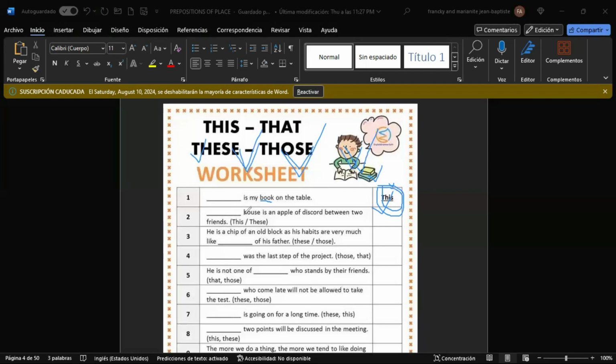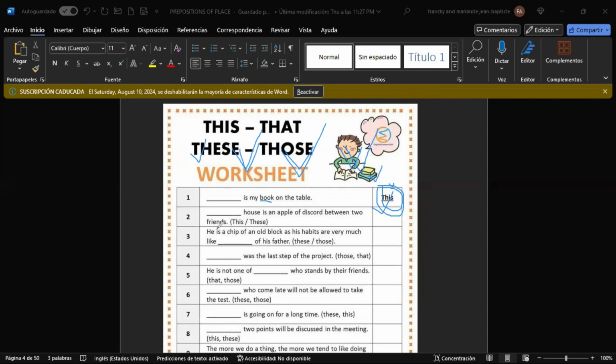In the second sentence, they leave a blank space and then they say house is an apple of discord between two friends. They say put this or these. Where is the noun in this sentence? Where is the noun they are talking about? They say house is an apple of discord between two friends.